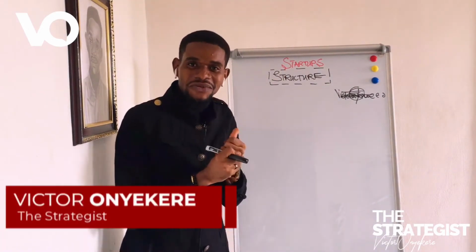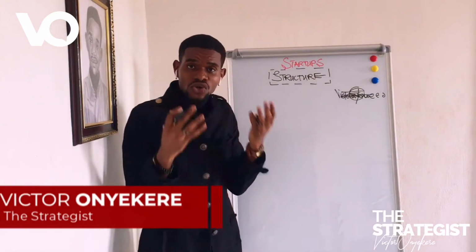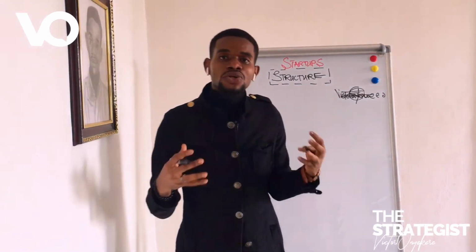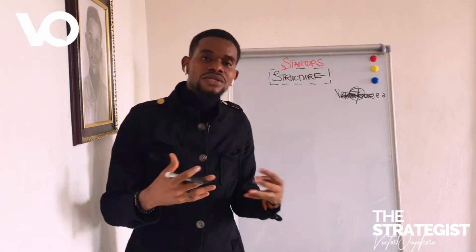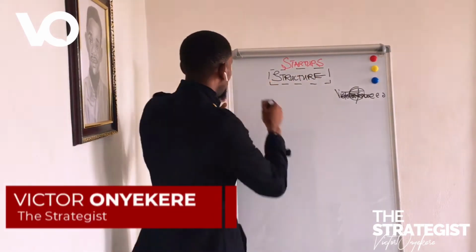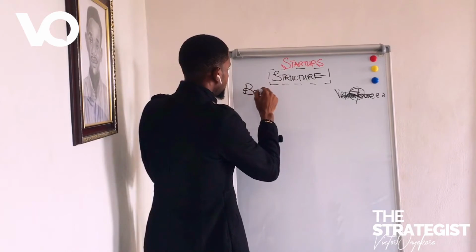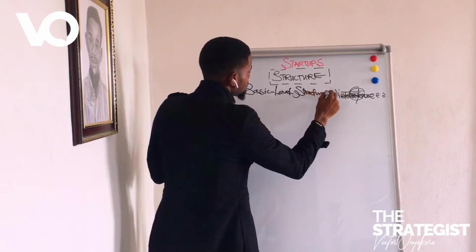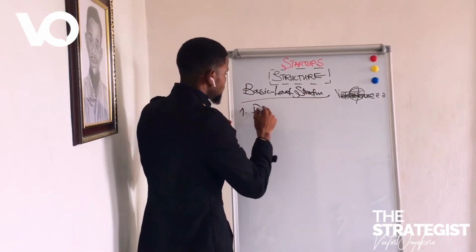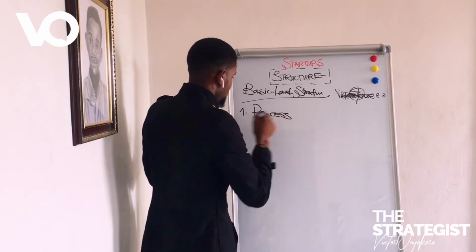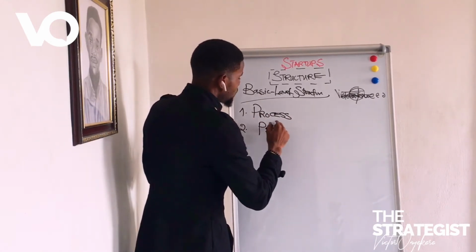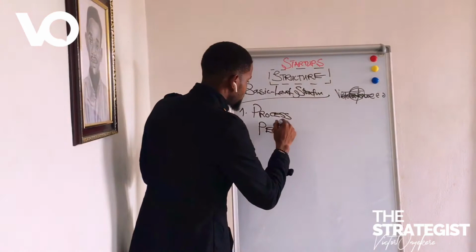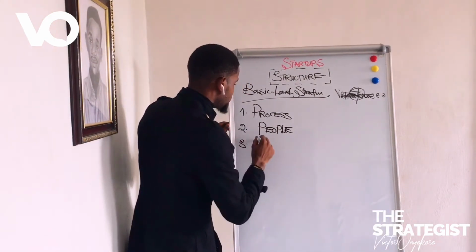So let's do this. This is structure at its basic fundamental level. There are three things when you're looking at structure for starting up that idea, that vision, or your business. Three critical areas. This is basic level structure. Number one is process. Number two is people. I call them the 3 P's of basic level structure. And number three is profit.